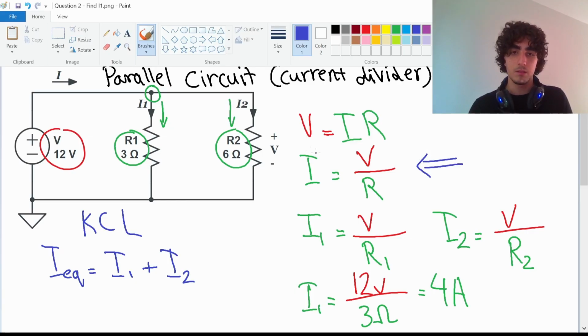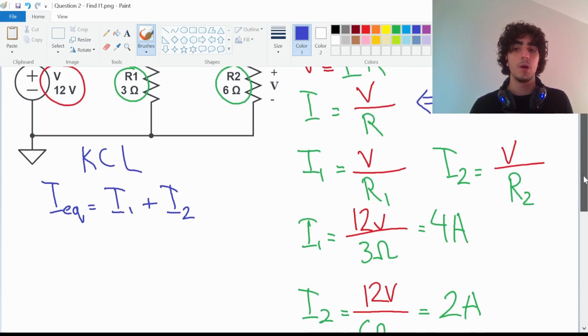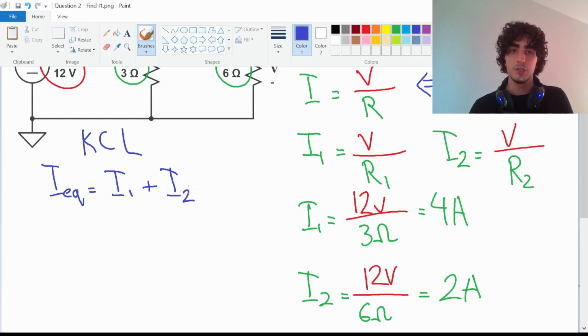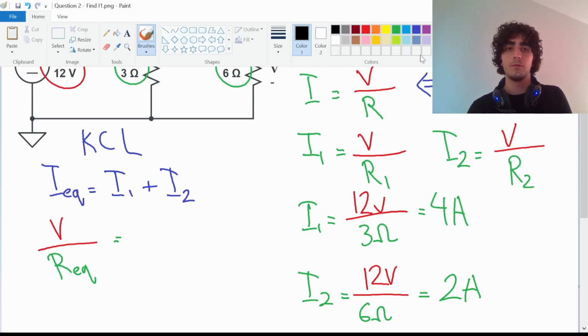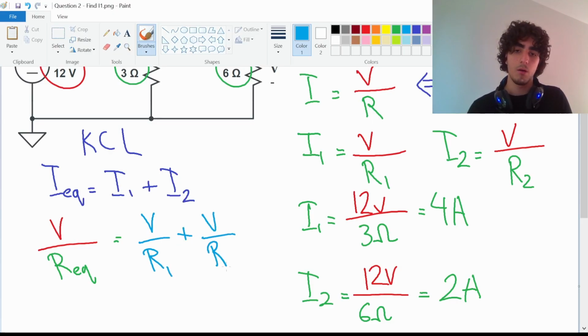This is the same as the total current equaling voltage divided by the total resistance. So that is important. So let's actually rewrite KCL, this equation, into V over R form. So we can say that V divided by R equivalent is equal to, and we know the equation for the other two, V divided by R1 plus V divided by R2.